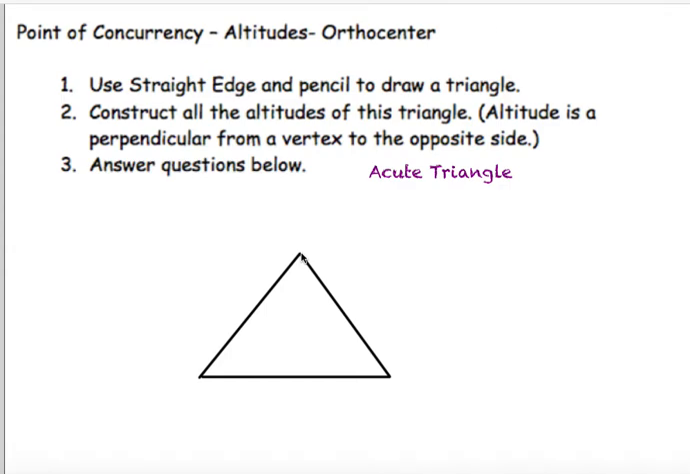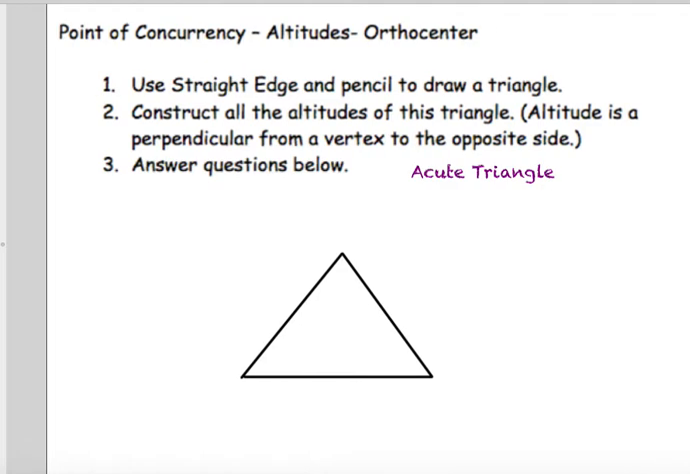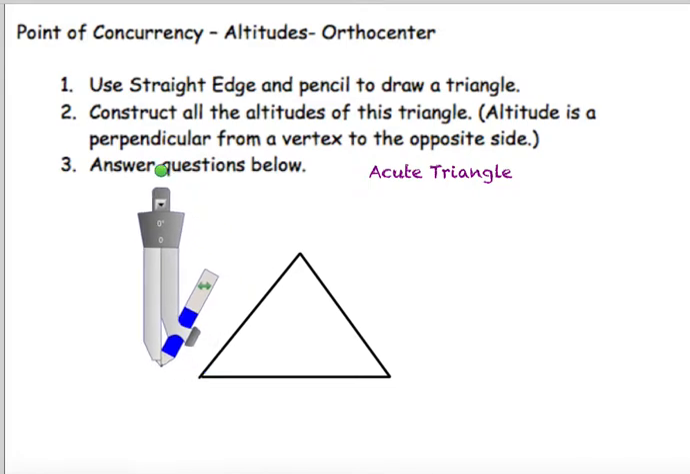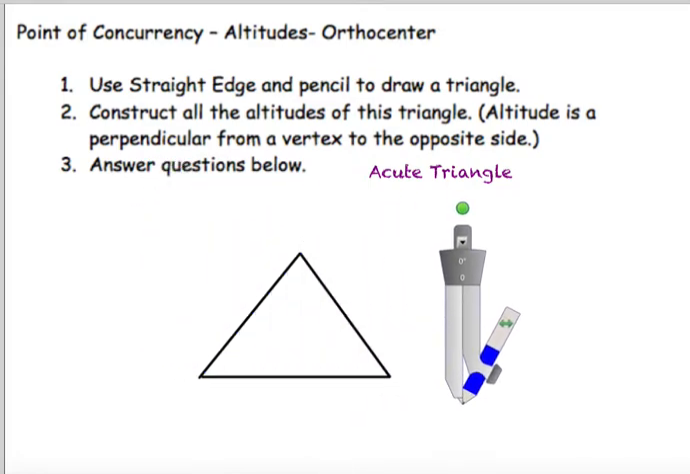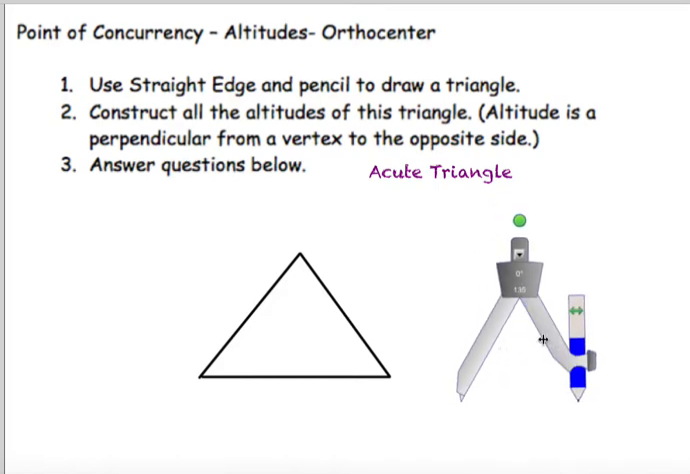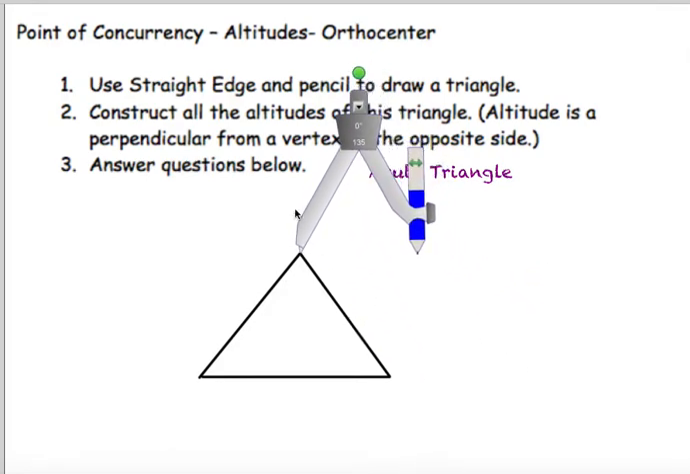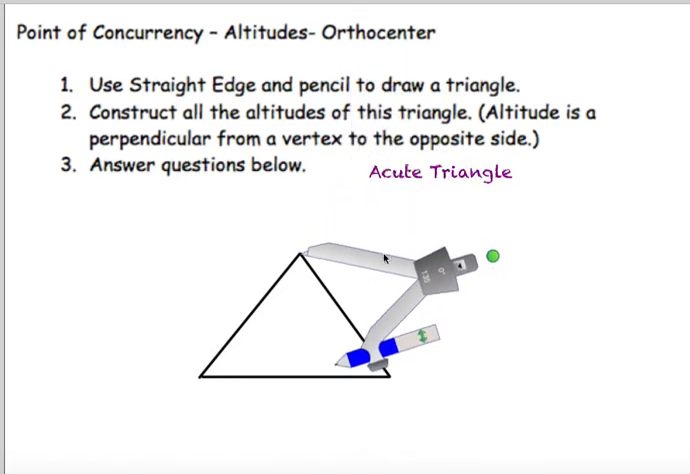Now let's do the altitudes of the acute triangle. I get my compass. This one's a little bit easier than the obtuse triangle because I shouldn't have to extend my sides, but I do still need to start by creating that segment across from my angles.